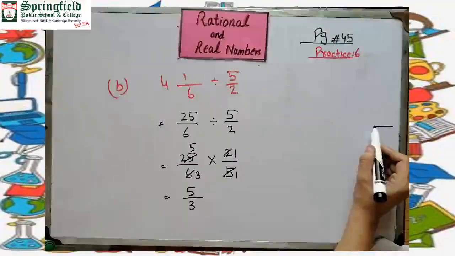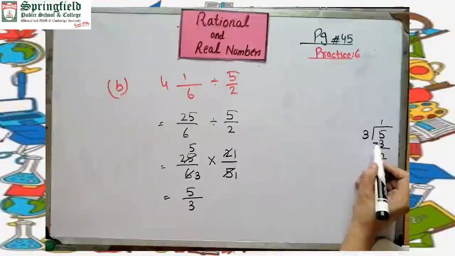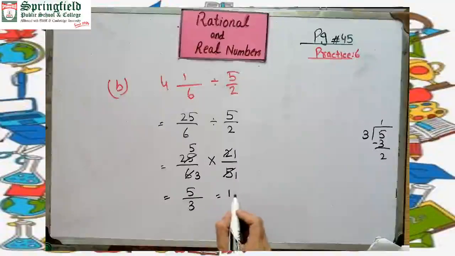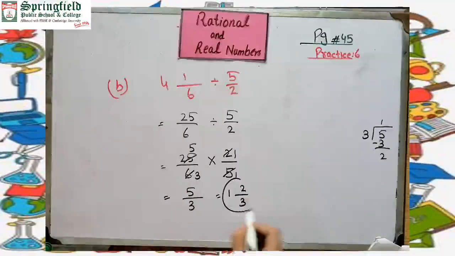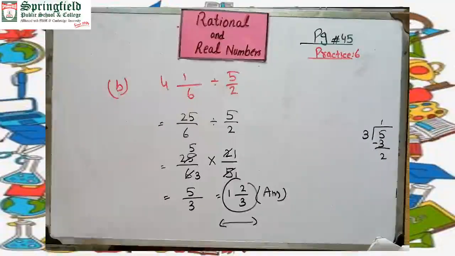So 5 divided by 3, what will be the answer? 3 ones are 3, 2. So it means 1 whole 2 by 3 is your final answer. Understood, beta? Okay, now part A is your task.